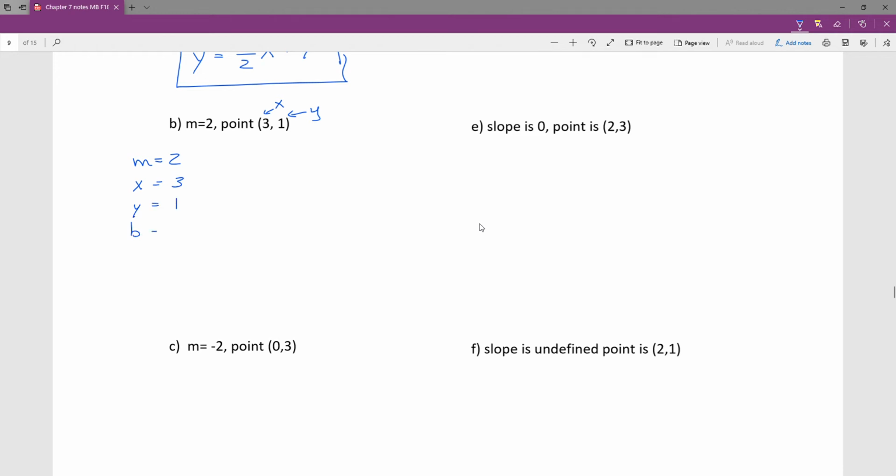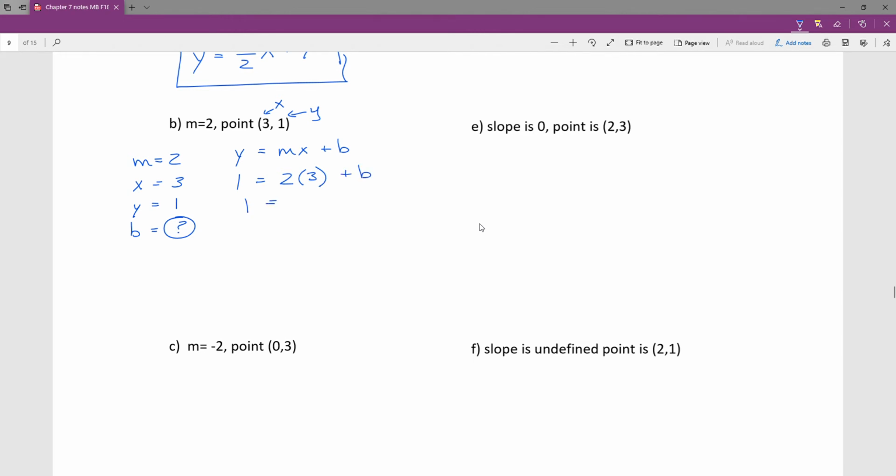Again, what I don't have is my b value. So I'm going to use the framework equation that I hopefully have, I have grown to love. I don't know if you have. And I'm going to take everything that I know and sub into it. So I'd have 1 where I see the y, equaling 2 where I see the m, and 3 where I see the x, plus b.